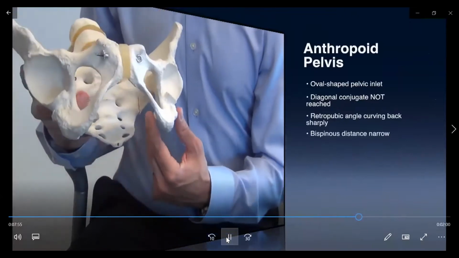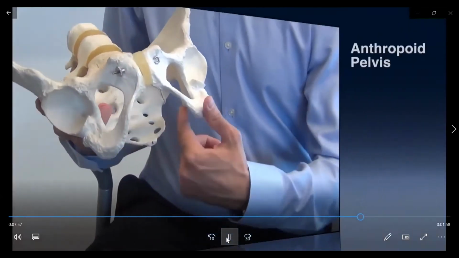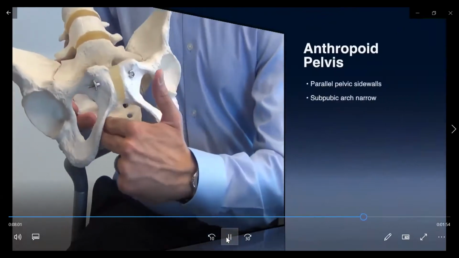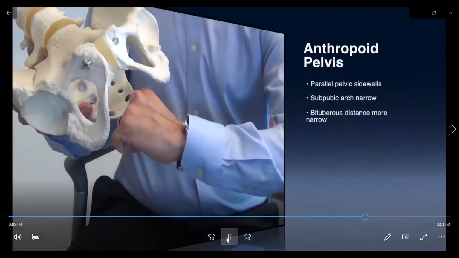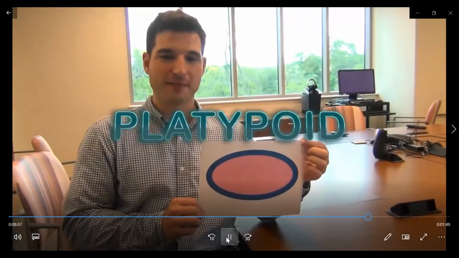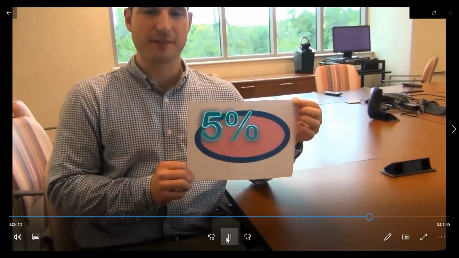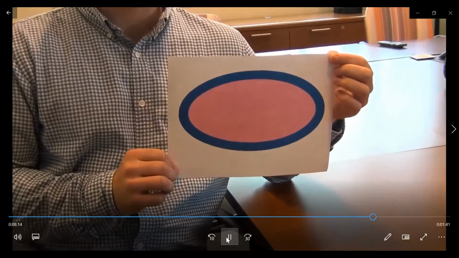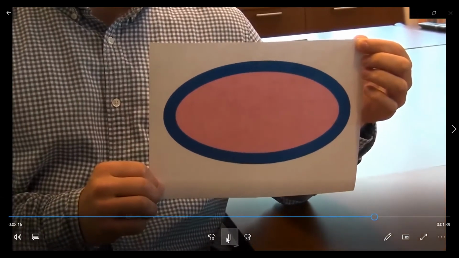The bispinous distance is narrow. The pelvic sidewall is narrow. The suprapubic arch is less than 90 degrees, and the bituberous distance is more narrow. The platypelloid pelvic type is only found in 5% of women. The transverse diameter is very wide, and the AP diameter is very narrow.